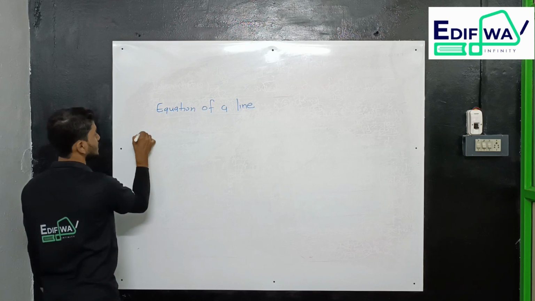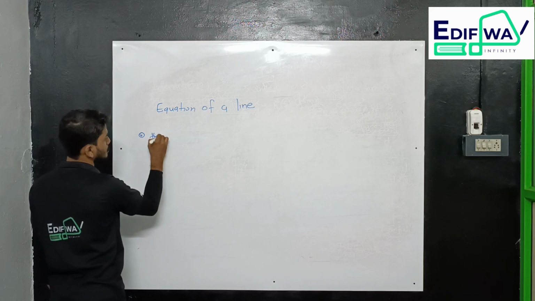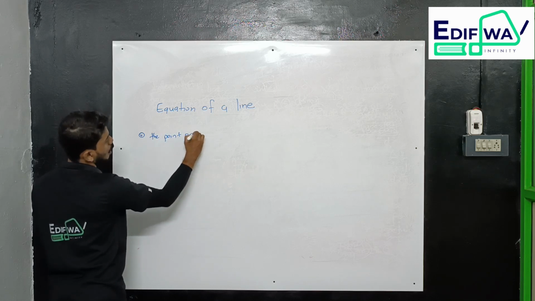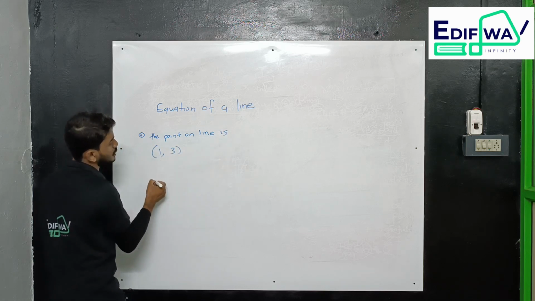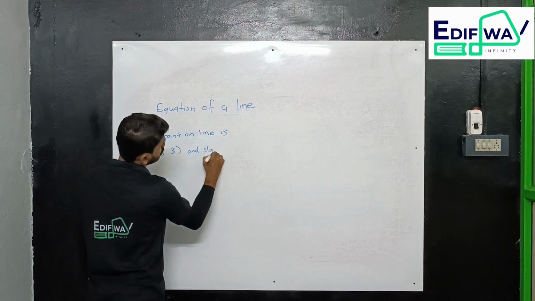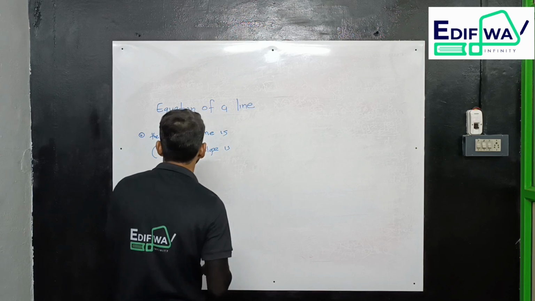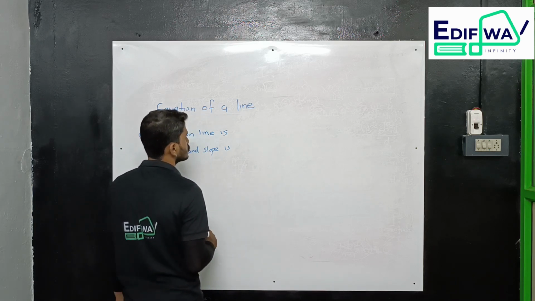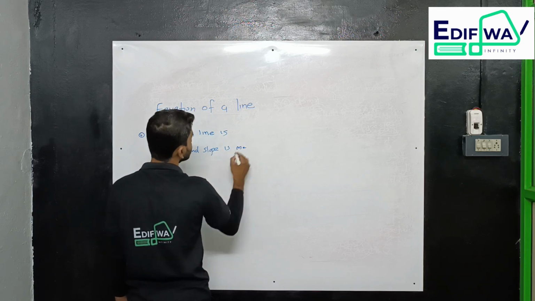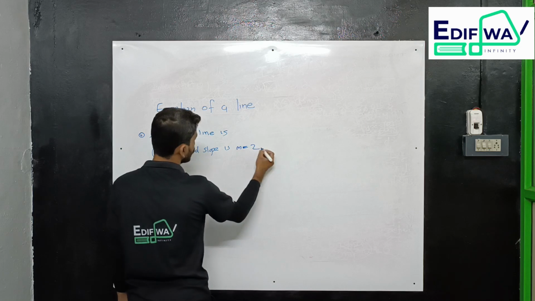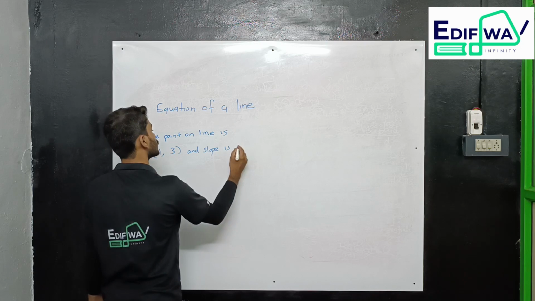Equation of line. The first question is: the point on the line is 1, 3 and the slope m is equal to 2. Okay, slope is 2.